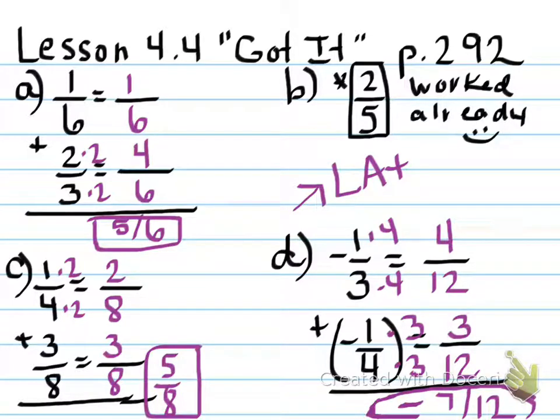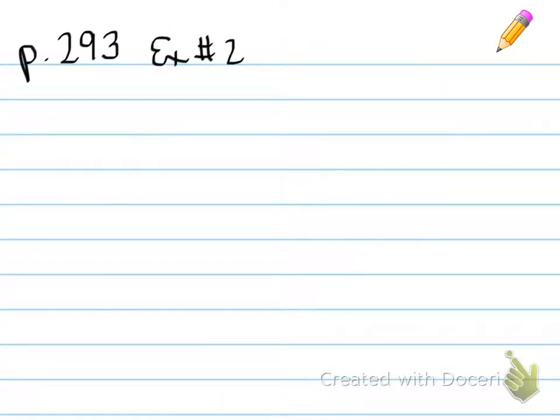Now on D, just a reminder that like signs you're adding. So a negative plus a negative should have a negative answer, and negative 7/12 would be the answer for the Got It's. Okay, now we're going to move on to example 2. Pause and write the problem down.